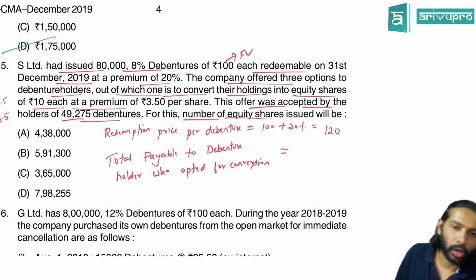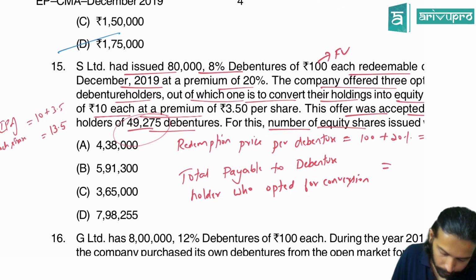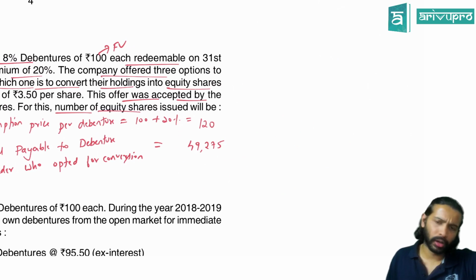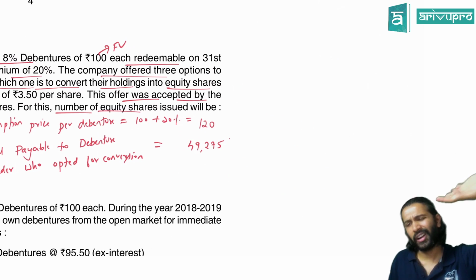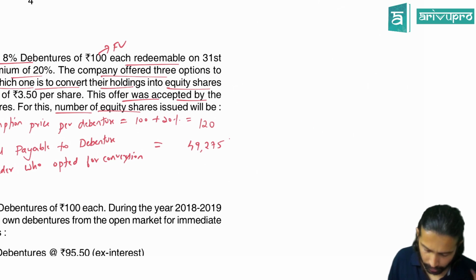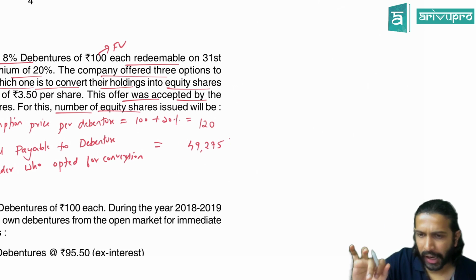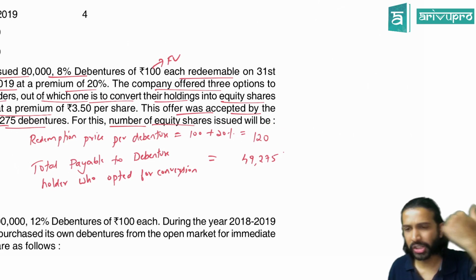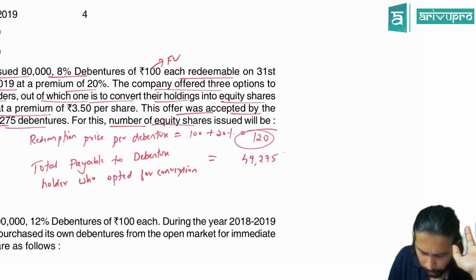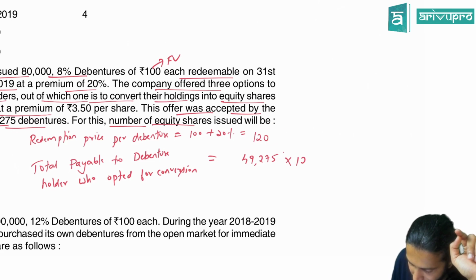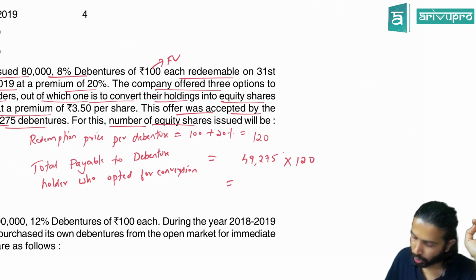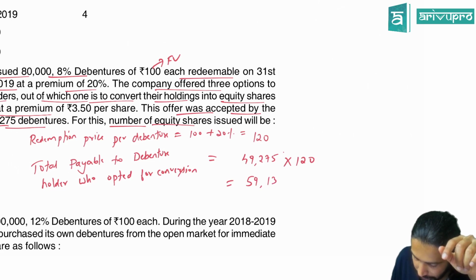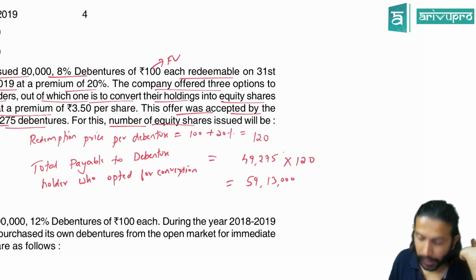How many debenture holders opted, or on how many debentures was conversion okay? 49,275. On these many debentures, they said give me equity shares. But to every debenture holder, whether you're giving cash or equity shares, how much do you need to pay? Just now we calculated. In whatever way you redeem, the amount payable is 120. On one debenture you have to pay 120. On 49,275 debentures, totally you need to pay 59,13,000.